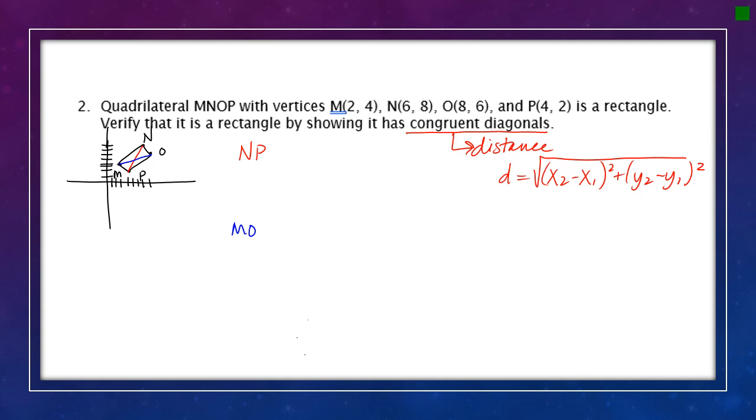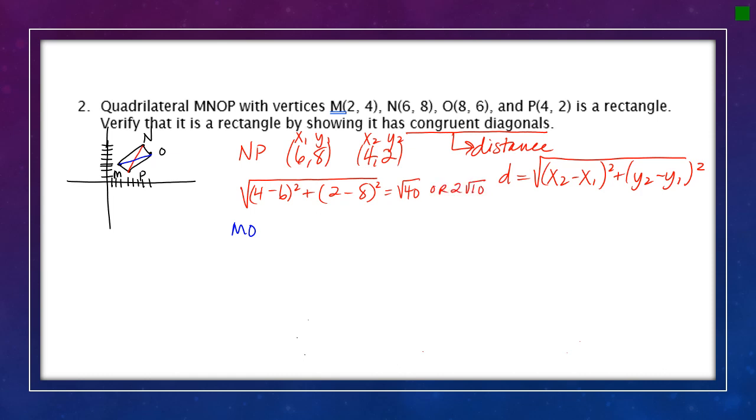So I need to do two distance formulas here. So let me write my points down. N is 6, 8, and P is 4, 2. I'm going to label my points. So my distance formula here, I would have 4 minus 6 and 2 minus 8. So that would be 4 plus 36, or the square root of 40. Now it isn't necessary that you break this down, because all we're looking to check is that they have the same length. If you wanted to get fancy, this would be 2 square root 10. But again, you don't have to do that part.